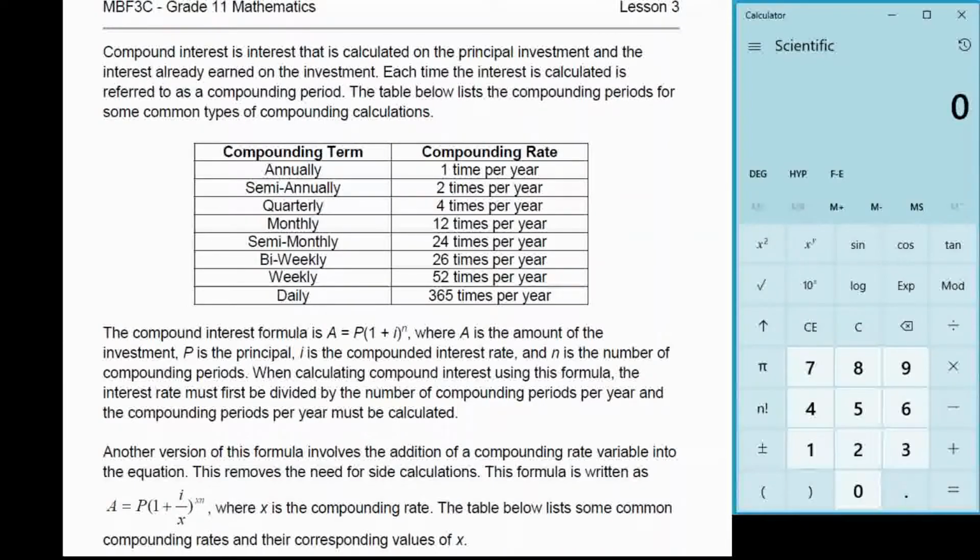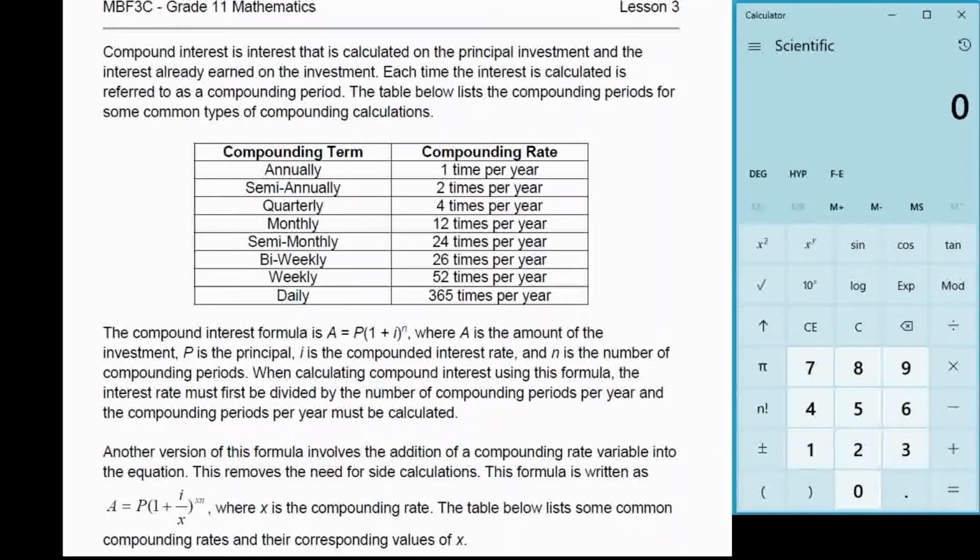If we have an annually compounded loan or investment, that means every year we recompound the interest and we end up with a new value that includes the interest earned on the original principal plus the interest earned on the interest over the past year.